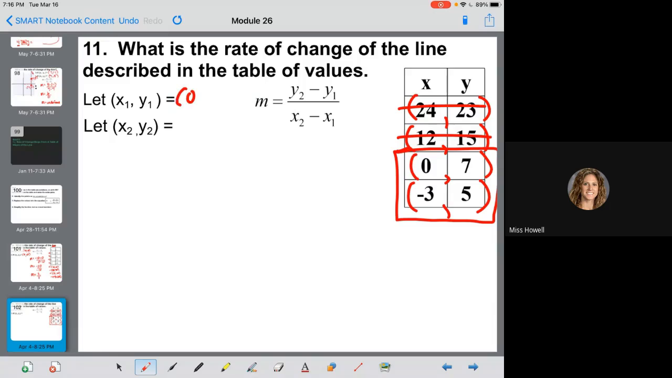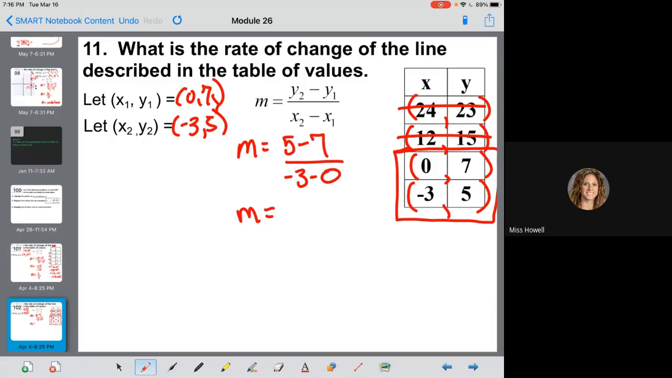So I'm going to use (0, 7) and (-3, 5). Again, pick which ones you want to use. It doesn't matter which 2, as long as you do your math, your subtraction, and your simplify correctly, you should match up. All right, so 5 minus 7 would be in our numerator, right? These are our y's. And then -3 minus 0 would become our denominator. Subtract and see if we can simplify.